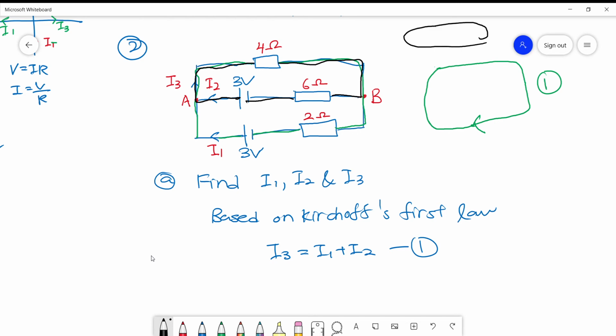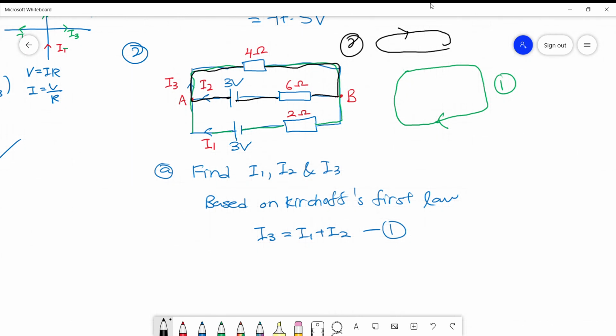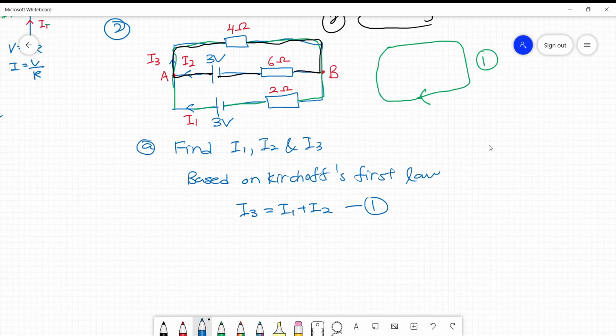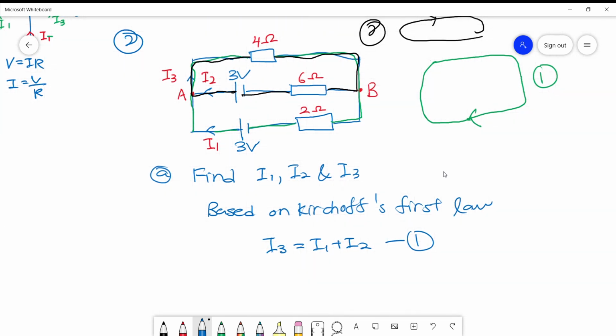So of course the direction is in clockwise direction. Since we already have two closed loops, one loop contributes to one equation, and since we have two loops, we get two equations. So let's look for the first equation.